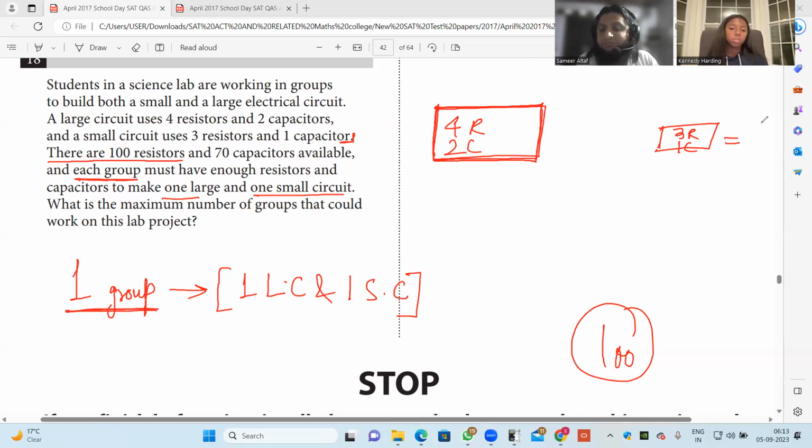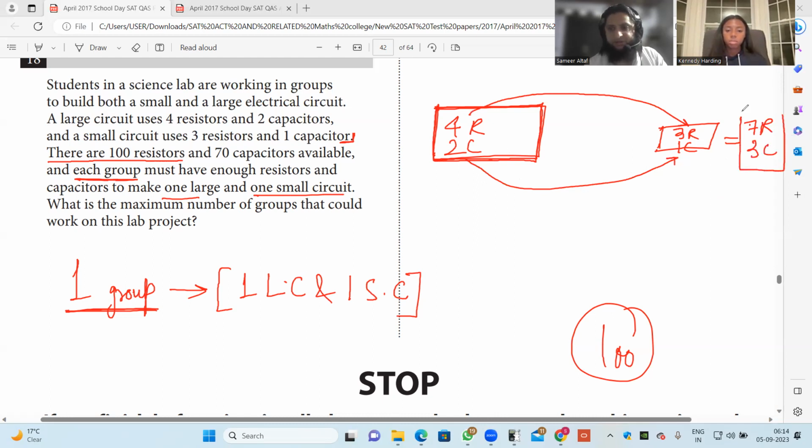It would be 4 resistors, 2 capacitors. 4 resistors and 3 resistors. In total, how much do you need for creating 1 large and 1 small? We just combine them, so it would be 7. So if I'm in a group, if I want to create 1 large circuit and 1 small circuit, I need a total of 7 resistors and 3 capacitors. 3 capacitors. So this is my target here.